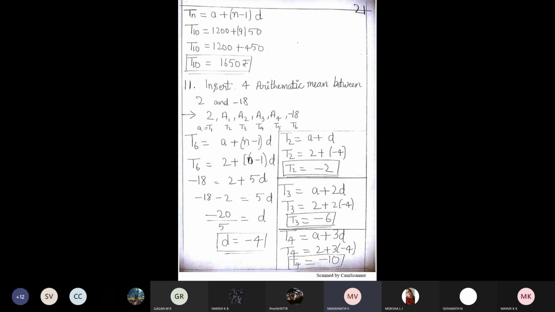Okay, arithmetic mean is the one which comes in between. Just one second.